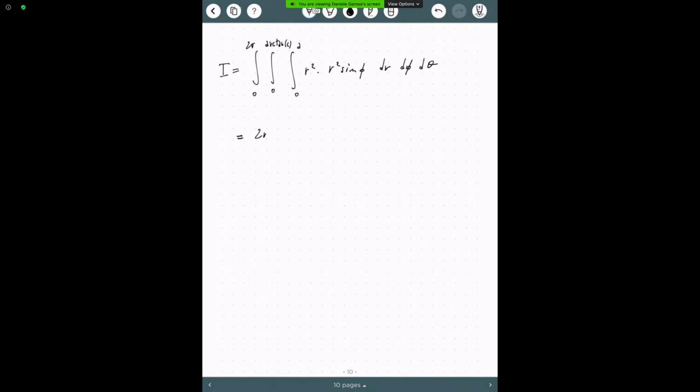The whole thing does not depend on theta, so we can integrate in theta and we get a 2 pi factor. The integration in r gives a to the 5 divided by 5. Then we have the integral between 0 and arctangent of c of sine phi. This arctangent of c is just a number, fixed by the problem. This is equal to minus cosine phi between arctangent of c and 0. And this is equal therefore to 2 pi a to the 5 divided by 5 times 1 minus the cosine of the arctangent of c.